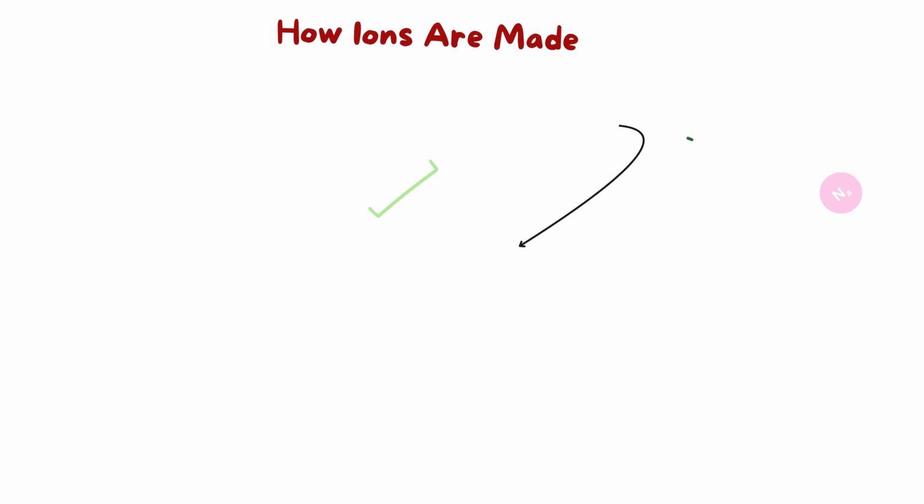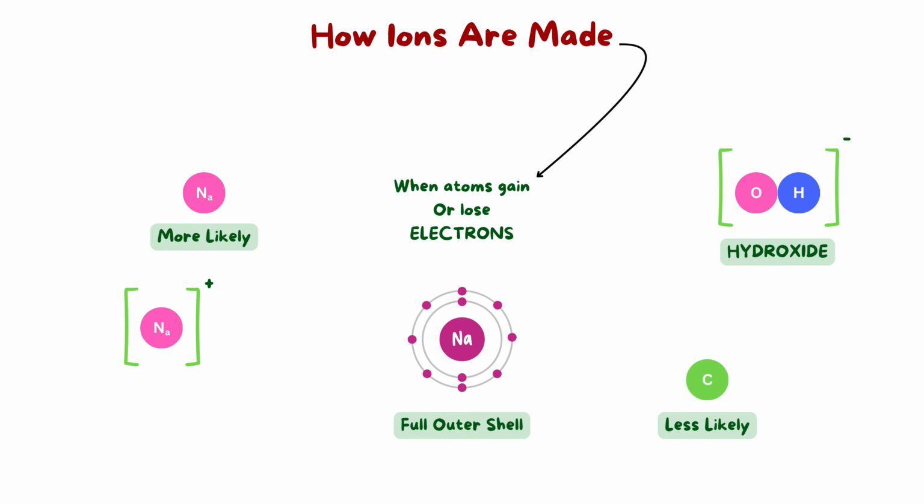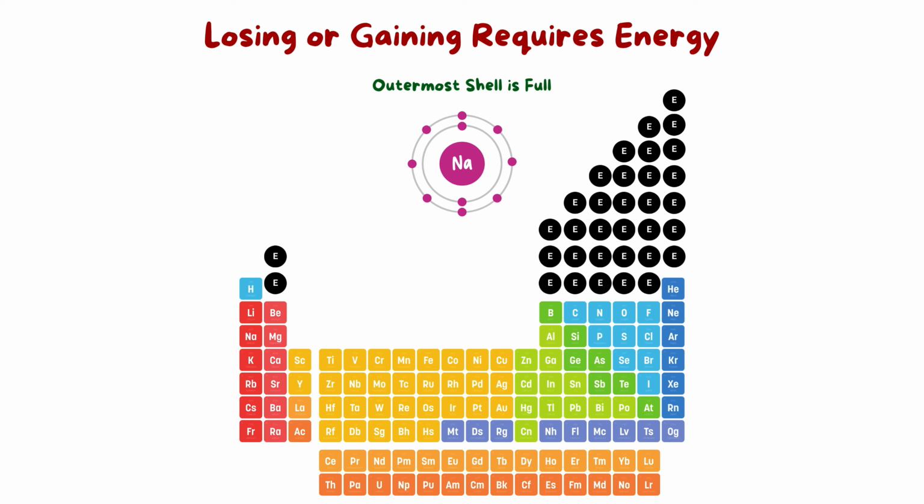As we've discussed in our previous video on electron structure, ions are produced when atoms gain or lose electrons in order to achieve a full outer electron shell, which makes them more stable, much like noble gases that naturally have complete outer shells. One of the helpful things about the periodic table is that the group number of an element indicates how many electrons are present in its outermost shell.